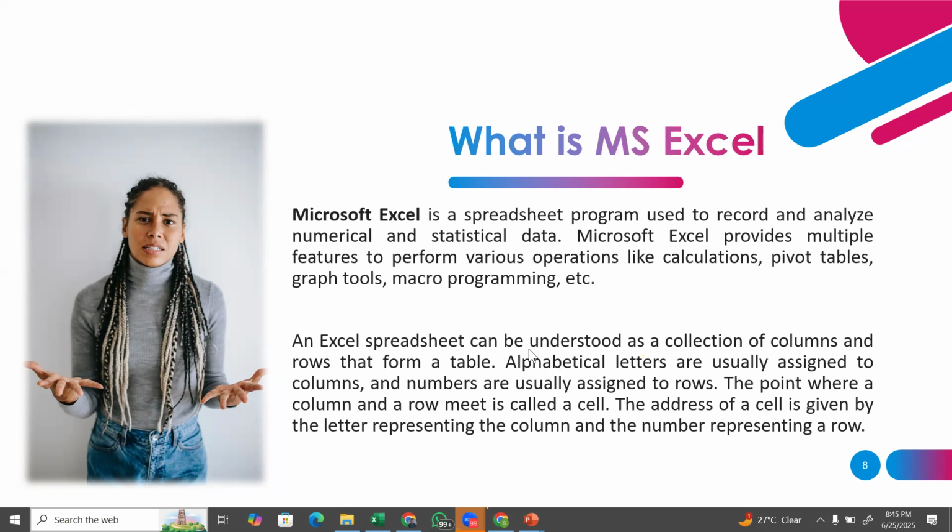An Excel spreadsheet can be understood as a collection of columns and rows that forms what? A table. Alphabetical letters are usually assigned to columns, while numbers are for the rows. The point where column and row meet is called a cell, and the address of a cell is given by the letter representing the column and the number representing the row. Now, let me go back to my Excel to explain this.